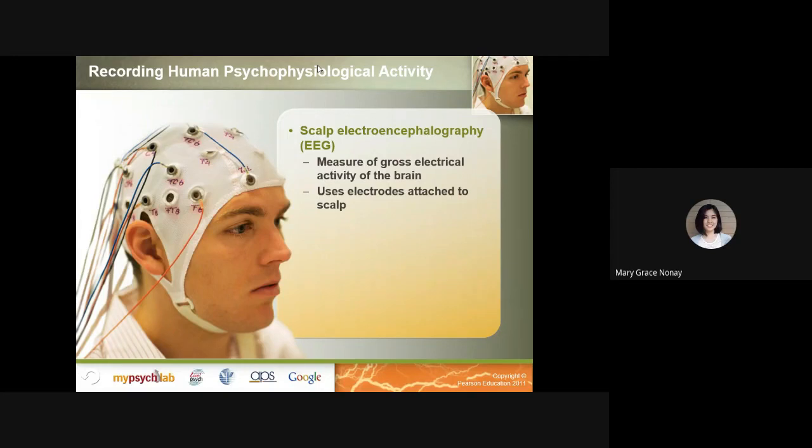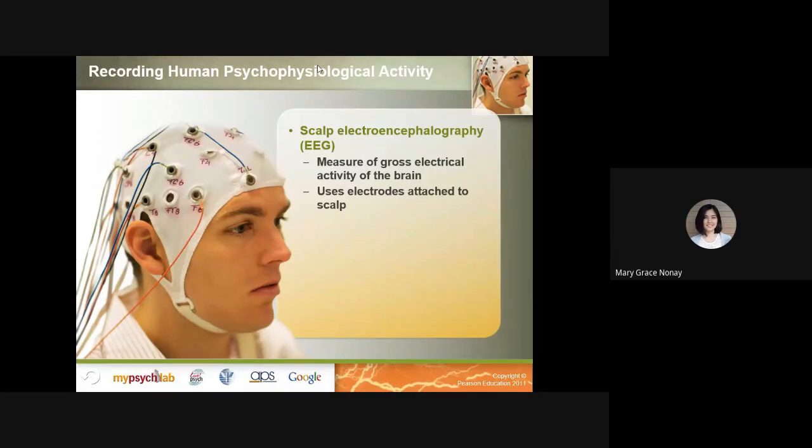Okay, so another way to record human psychophysiological activity is the scalp electroencephalography or the EEG. It is recorded through large electrodes by a device called an electroencephalograph, so the EEG machine. So in studies of human subjects, each channel of EEG activity is usually recorded from disc-shaped electrodes about half a dime or parang 25 cents kung titingnan niyo yan. And it's attached to the skull. So this measures the gross electrical activity of the brain.